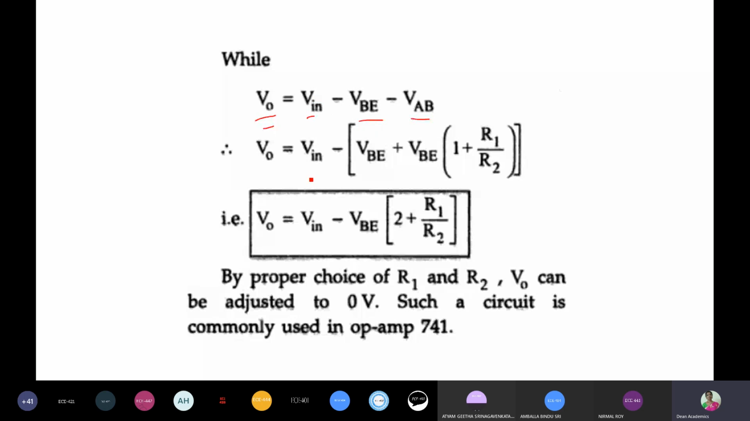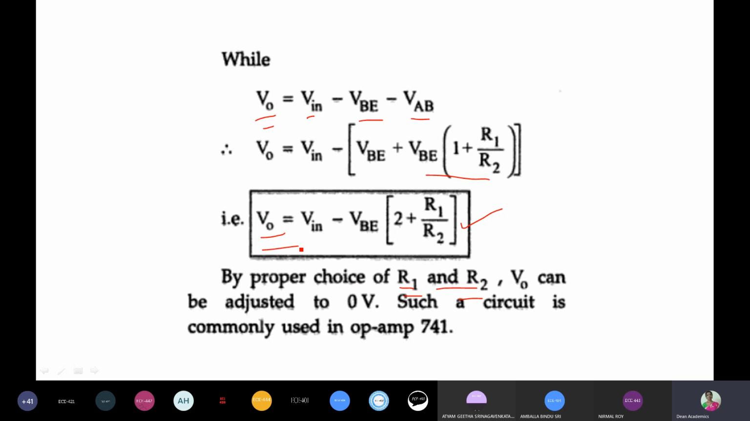So Vin as it is you substitute, you write VBE as it is. VAB you got in terms of VBE, you write that VBE expression here. You take VBE common, then VBE 1 plus 1, 2. So Vin minus VBE into 2 plus R1 by R2. That means by proper selection of resistors R1 and R2, V0 can be adjusted to 0.